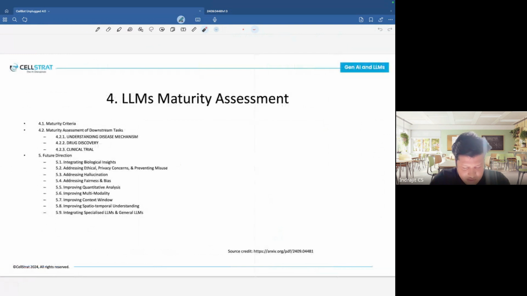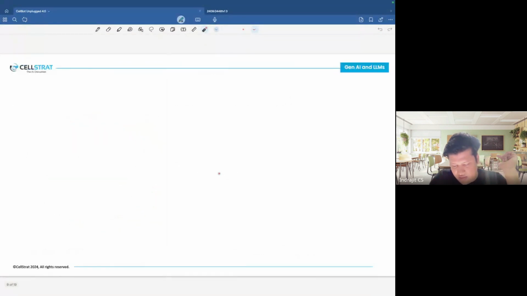Okay, so we'll come up with maturity assessment, improving multimodality, context window, fairness, hallucination. We're going to talk about these aspects also in the healthcare space.